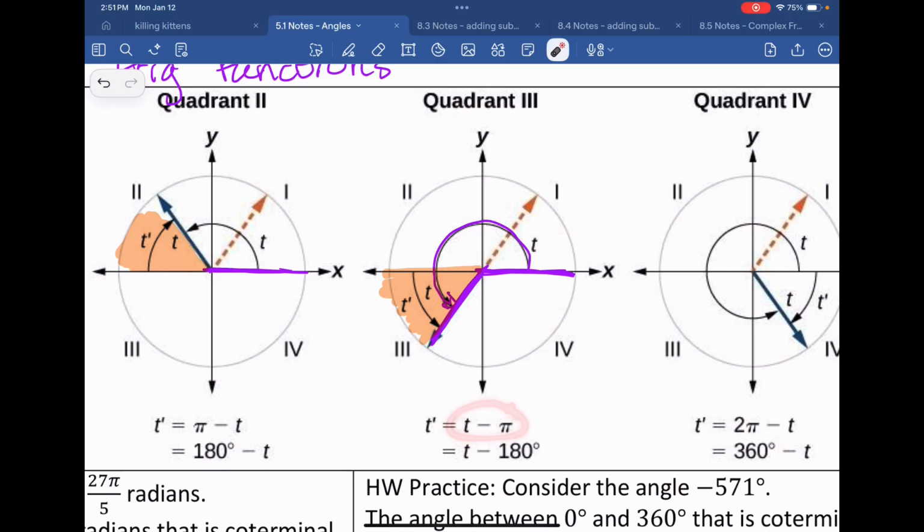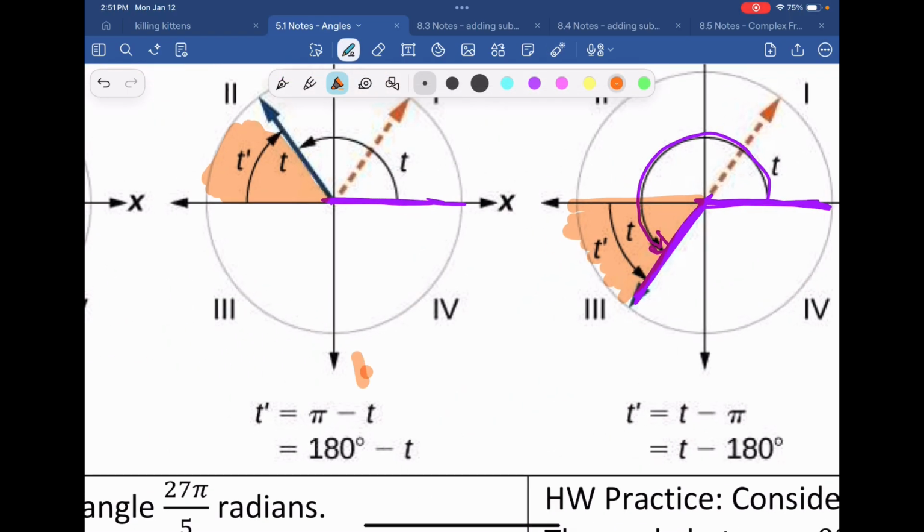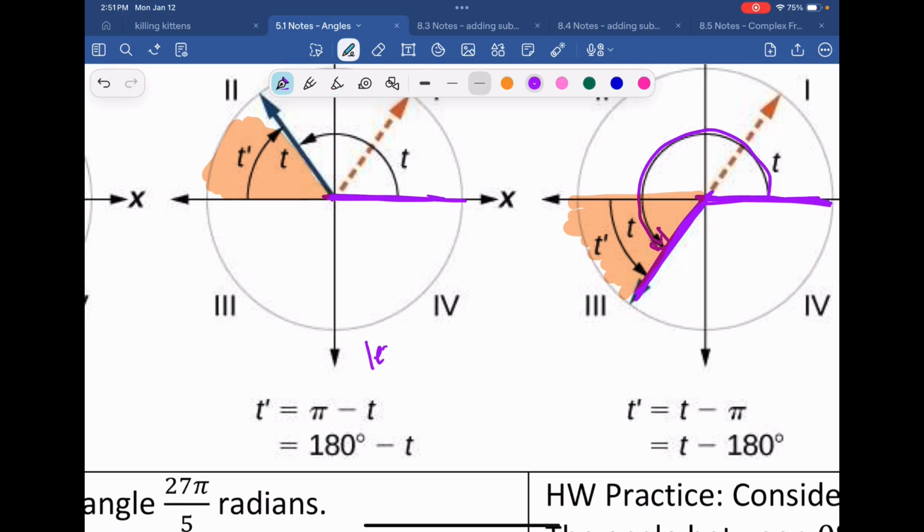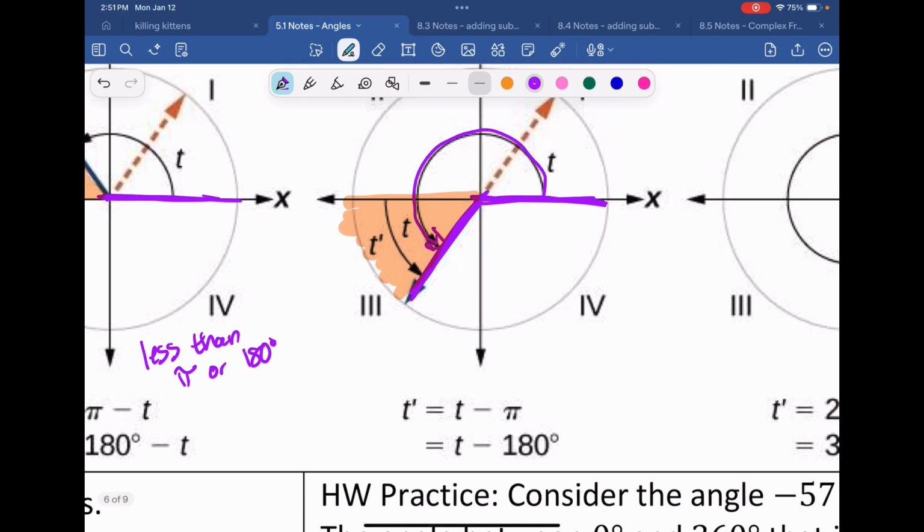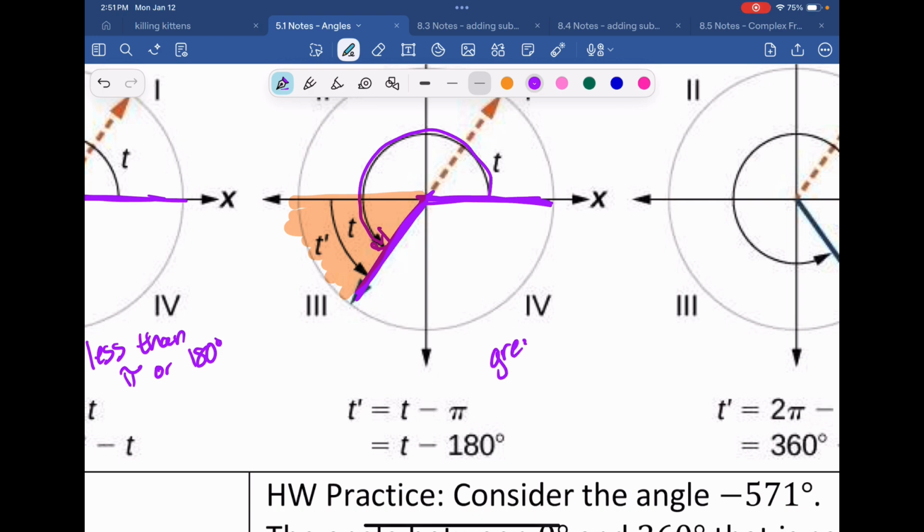This is on the other side. It's greater than pi. So these are, nope, use my actual pen. Less than pi or 180. And in quadrant 3, they are greater than pi or 180.